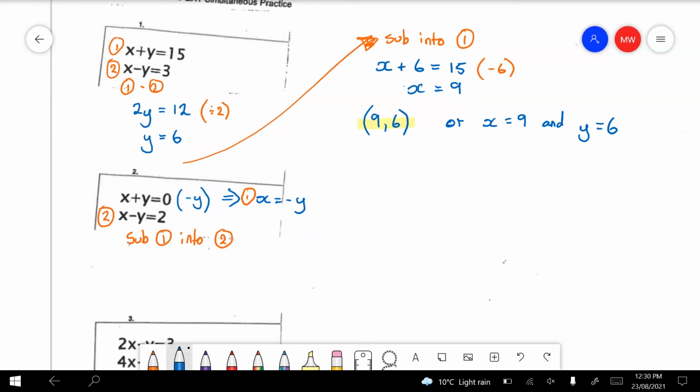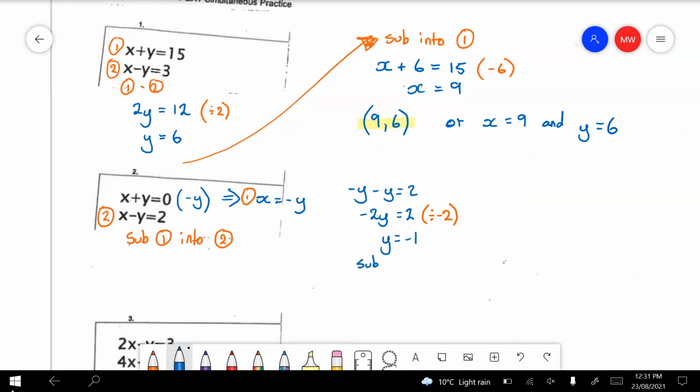Now I'm going to write out equation 2, but every time I see an x, I'm going to make it a minus y. So it'll be minus y minus y equals 2. That means that minus 2y equals 2. Balance method, let's divide by minus 2 on both sides. Oh, making a mess of that. Try that again. Let's divide by minus 2 on both sides, and I'll be left with y equals minus 1.